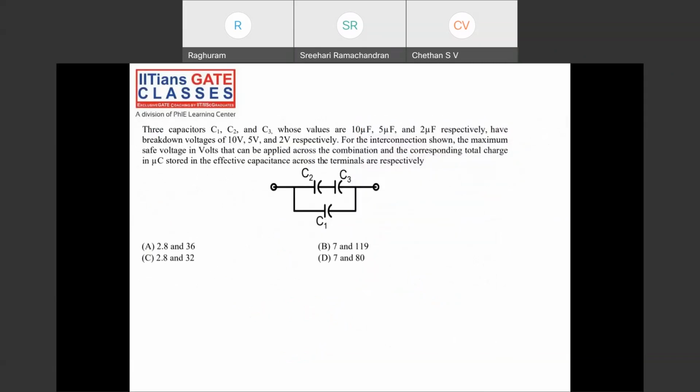I don't think these are easy, try to do this. It's a tricky question. Three capacitors C1, C2 and C3 whose values are 10 microfarads, 5 microfarads and 2 microfarads respectively have breakdown voltages. What is a breakdown voltage? Breakdown voltage means it's the maximum voltage that can be applied to a capacitor before its dielectric material gets disturbed or fails. When its dielectric fails, that is called breakdown voltage. So they are having breakdown voltages of 10 volts, 5 volts and 2 volts respectively.